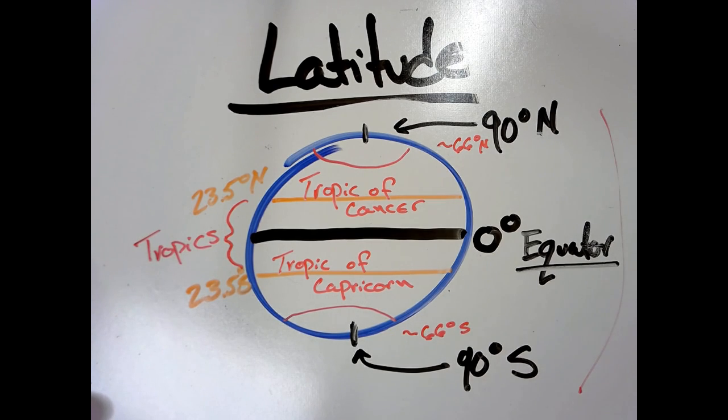So remember, if you ever want to figure out how far north or south you are from the equator, 0 degrees, make sure that you are using your lines of latitude.